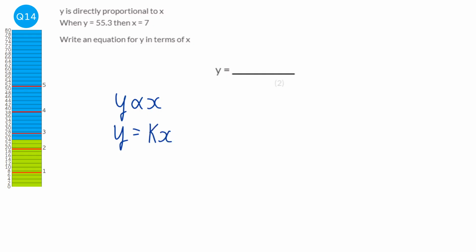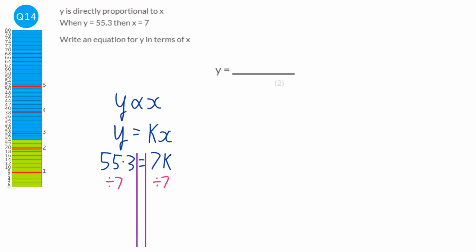Now to find out what that something is, to find out what that constant is, what we're going to do is feed in the value of y and the value of x that we have. So y is 55.3 and x is 7, so it would be 7k. And we're just going to put our lines in and solve this. So it's going to be divide by 7 both sides.